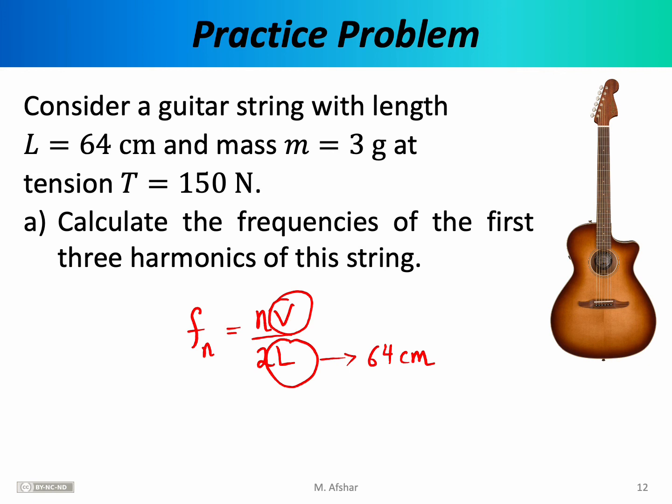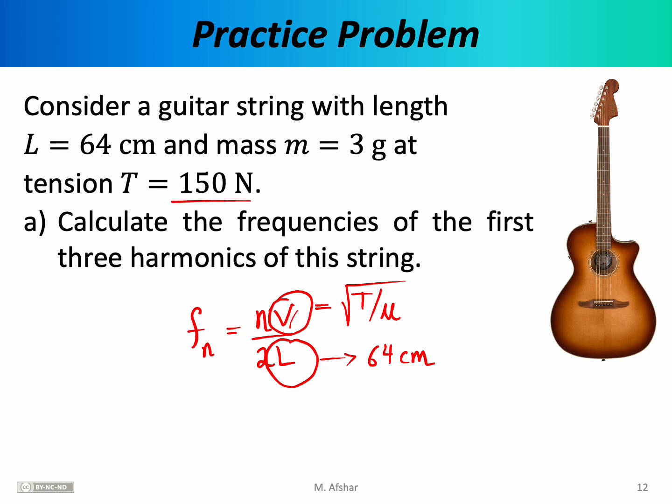Recall that for rope waves, the wave speed is equal to the square root of tension divided by the length mass density. The tension is given to us. These strings are each pulled taut by these tuning screws at the top of the guitar. So each one has a certain tension, and in this case, we know the tension is 150 newtons.